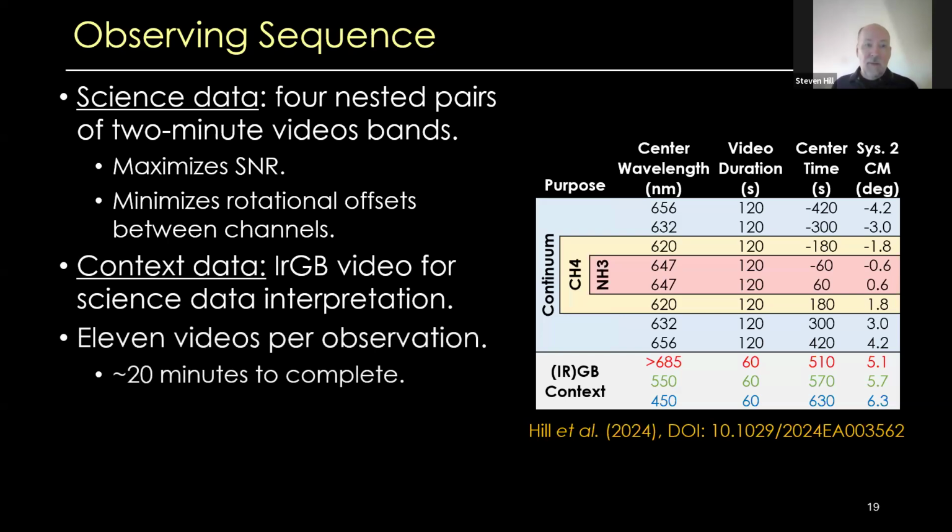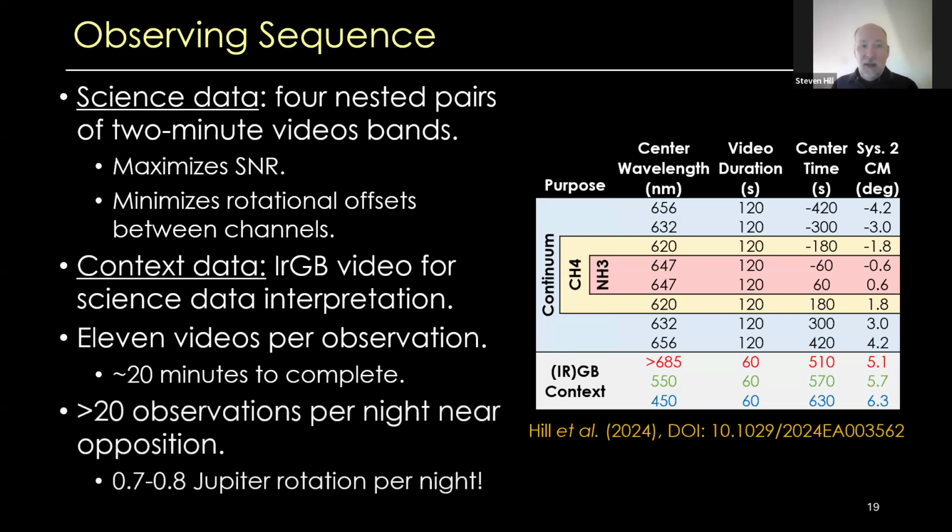So there's a total of 11 videos per observation, which takes about 20 minutes to complete. What that means is, during opposition, I can get about 20 observations per night. And that typically is somewhere between 0.7 and 0.8 of a Jupiter rotation per night, which is really pretty incredible coverage.